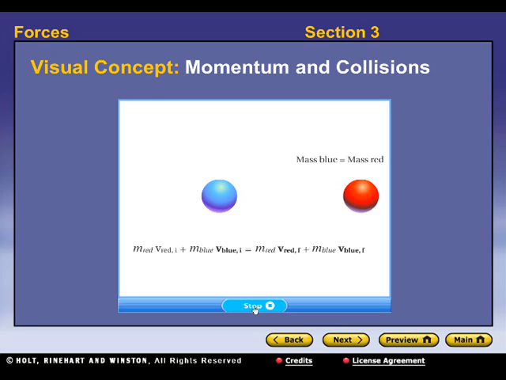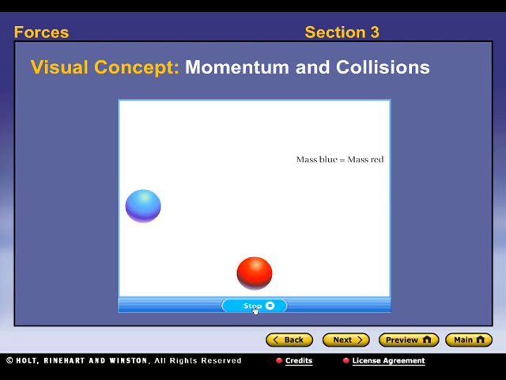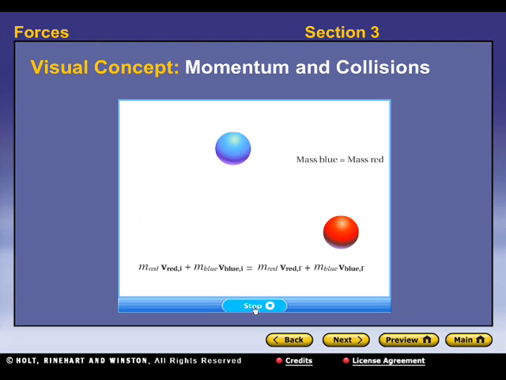The concept of momentum is particularly useful in determining the results of collisions between objects. The law of conservation of momentum states that the sum of the momenta of objects after a collision equals the sum of the momenta of the objects before the collision. In other words, momentum is conserved in collisions. In the two cases shown here, the masses of the objects are equal.